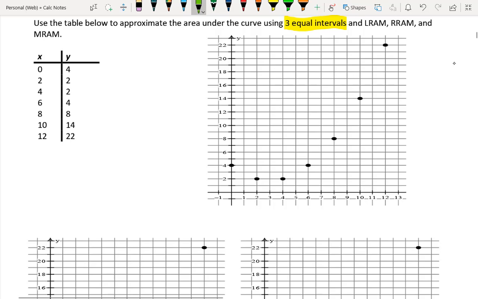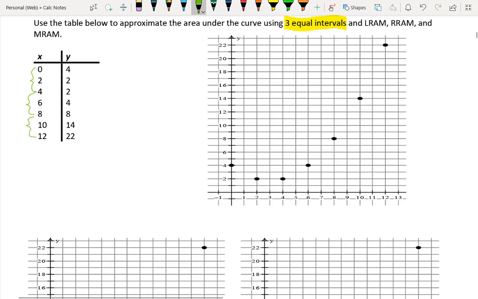So my first interval is going to go from, what do we got here? We got 0 to 4, it looks like. Yep, we're going to go from 0 to 4. So we're going every 4 here. So there's my first interval. My second interval goes from 4 to 8. Okay, actually I should probably do it like this. So the first one's going to go from 0 to 4, and then we're going to go from 4 to 8, and then we're going to go from 8 to 12.